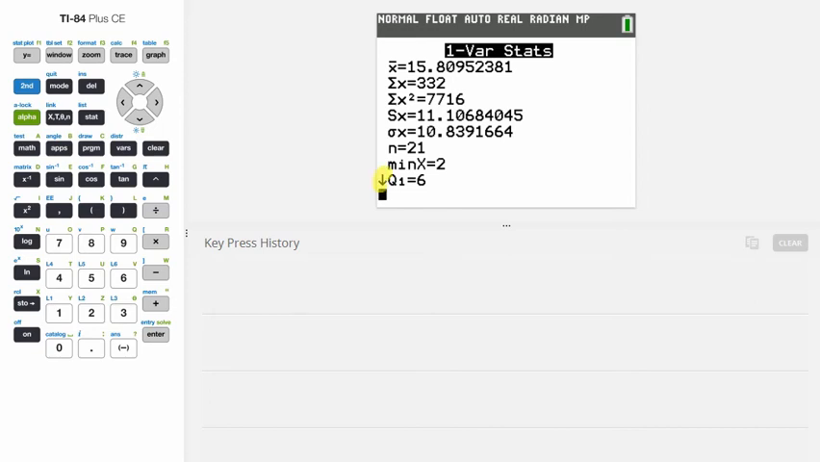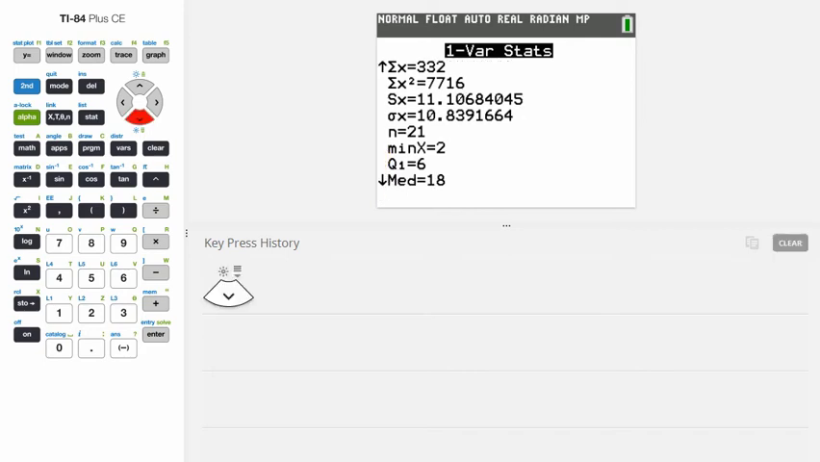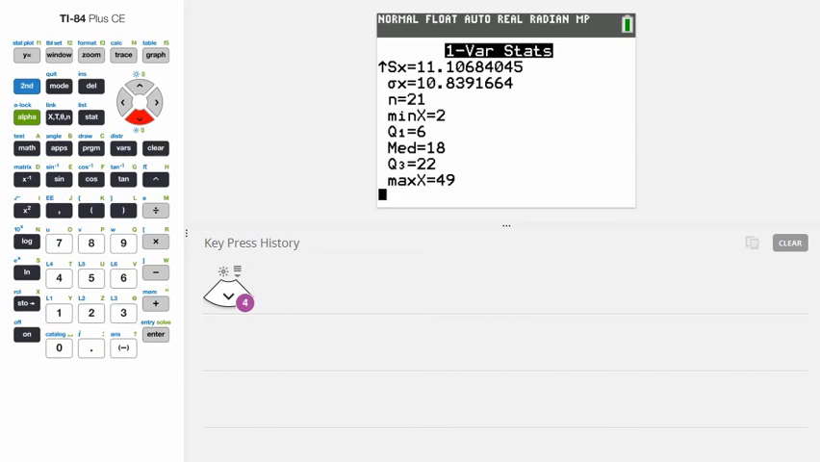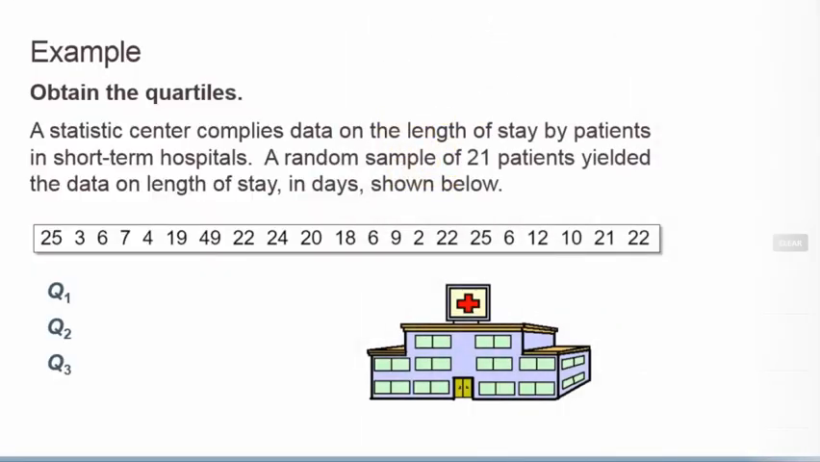Anytime you see an arrow, that tells you that you have more information. So if I arrow down, I can see the rest of the information under 1-Var Stats. I have the information that I need. The min is 2, Q1 is 6, the median Q2 is 18, Q3 is 22, the max is 49. So I've obtained my quartiles. Q1 is 6, Q2 is 18, Q3 is 22.